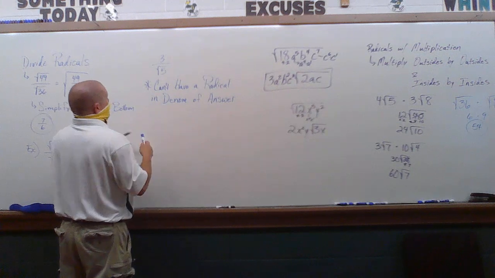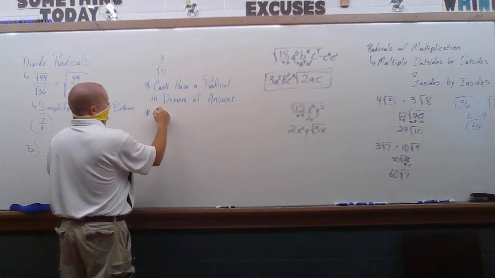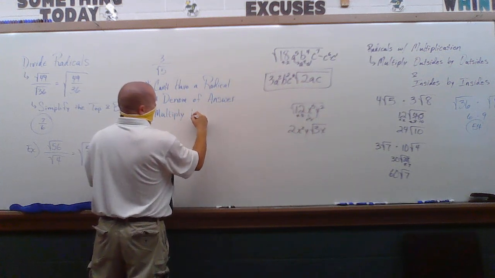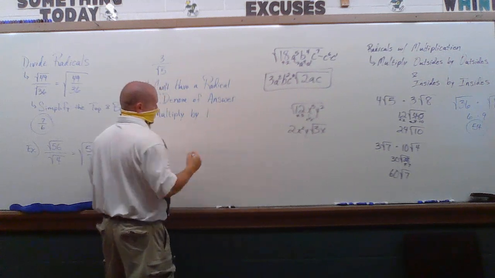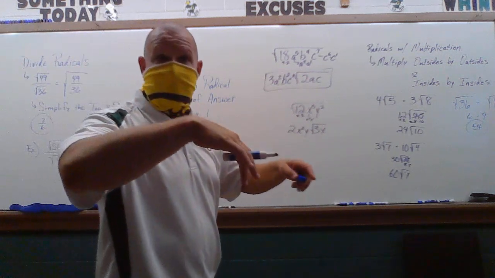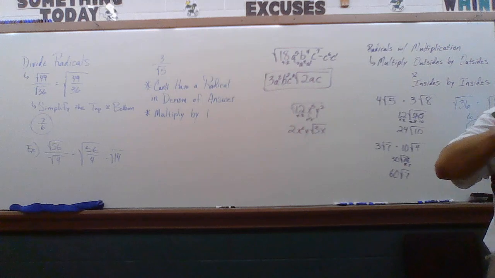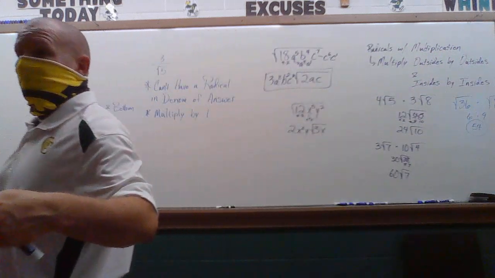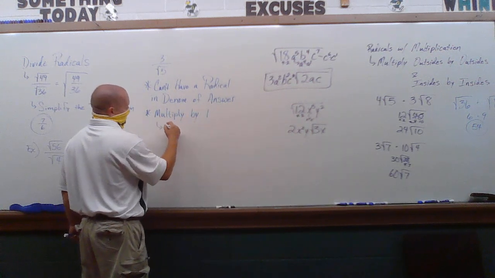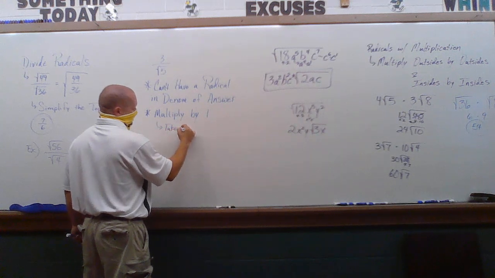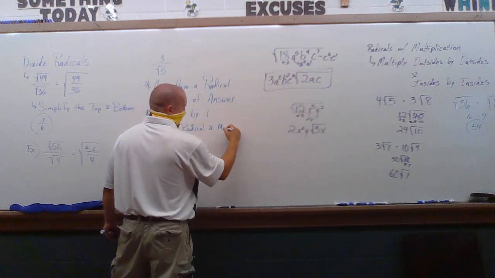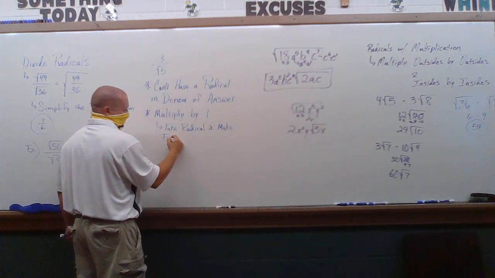Okay, so in order to fix this, you're going to multiply by 1 in a sense. And remember, how can I make 1? Well, I can make 1 by taking anything and putting it over itself. Right? 3 over 3 is 1. 7 over 7 is 1. Radicals are the same way. Okay? So I'm going to multiply by 1 by taking the radical and make a fraction with itself.